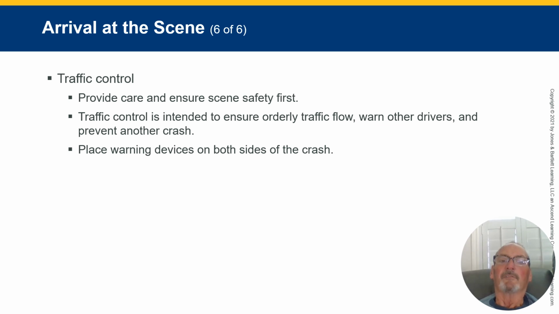Provide care, ensure scene safety first. Make sure your traffic vest is on, whether it's night or day. If you've got bunker gear, it already has reflective material. Same way if you've already got some of your own personal shirts and or pants that have reflective built into them, those are sufficient. But if not, you want to have a minimum of your reflective vest on. Place warning devices on the sides of each crash, traffic cones. We try not to use flares if we're bringing in a helicopter, which we'll talk about later in this chapter.